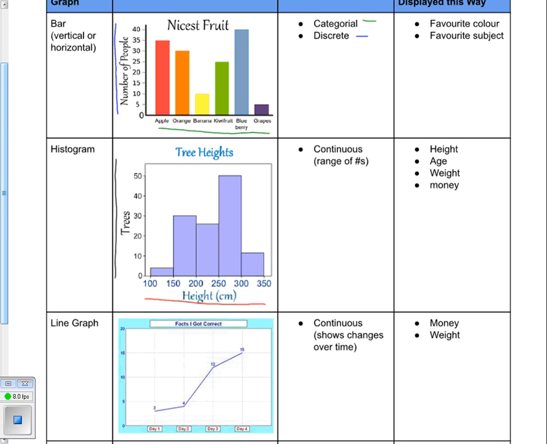You're somewhat familiar with a histogram because actually you would have done in grade 9 geography a horizontal histogram when you looked at population pyramids. So you have used histograms before.